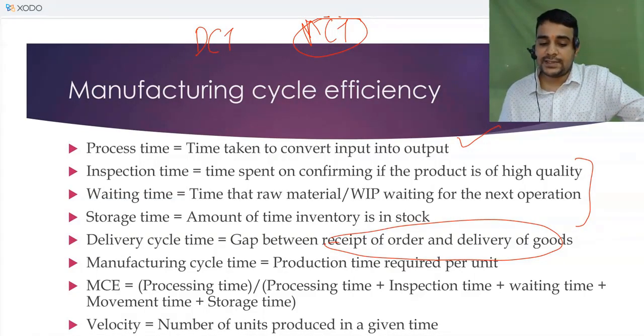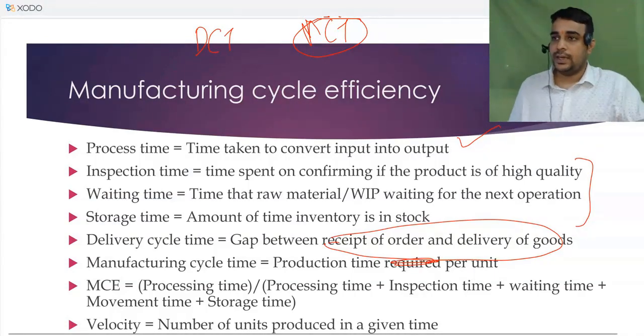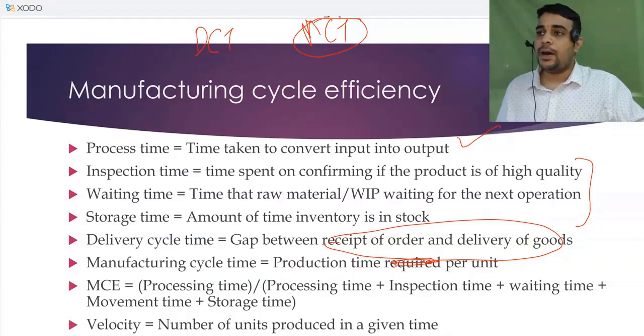Manufacturing cycle is production time. Production time per unit. It is basically the production time per unit or per batch of units. It could be for a batch also. We normally will end up calculating per unit later.